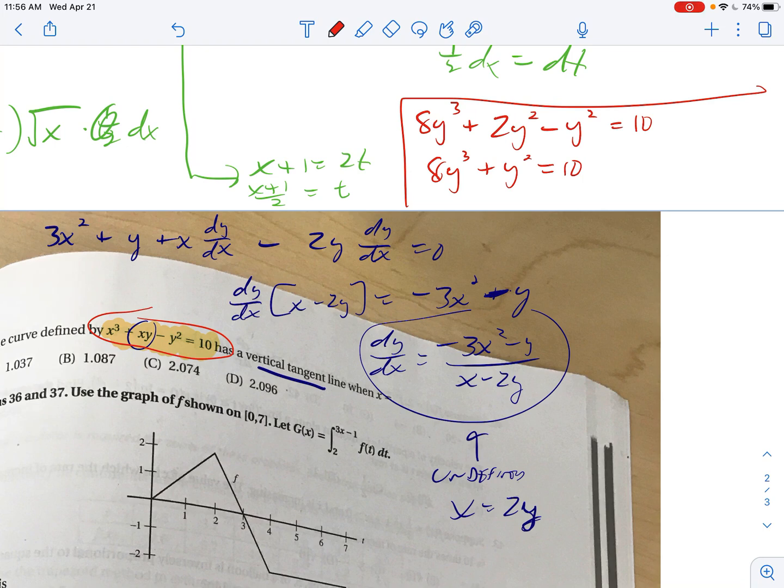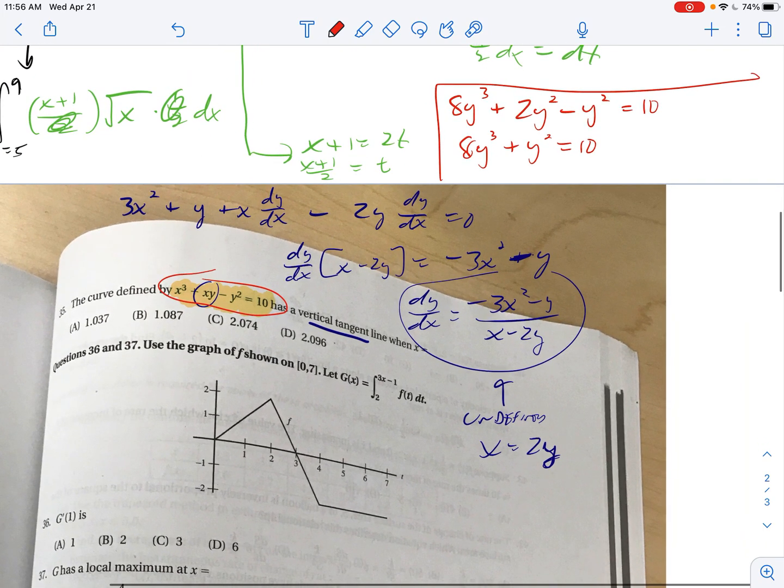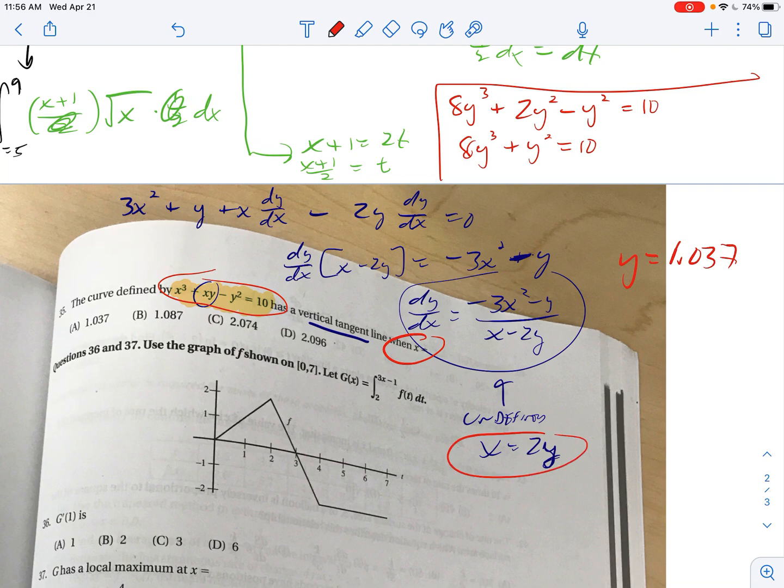But if I do numerical solve on that, 8y cubed plus y squared equals 10. Solve that for y. I get that y is equal to 1.037, which they have waiting for you, but they ask what x is, and x is twice that. So twice that is c. Really quite an ordeal of a problem. I don't think this is a realistic thing to expect.